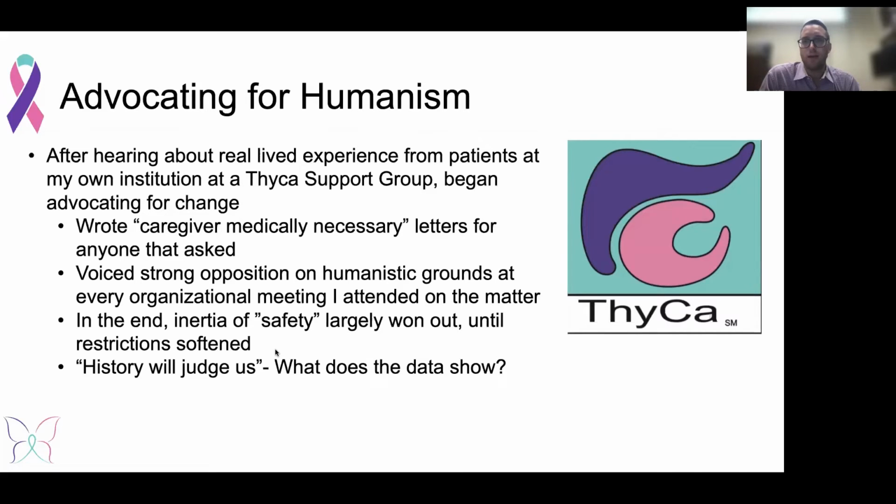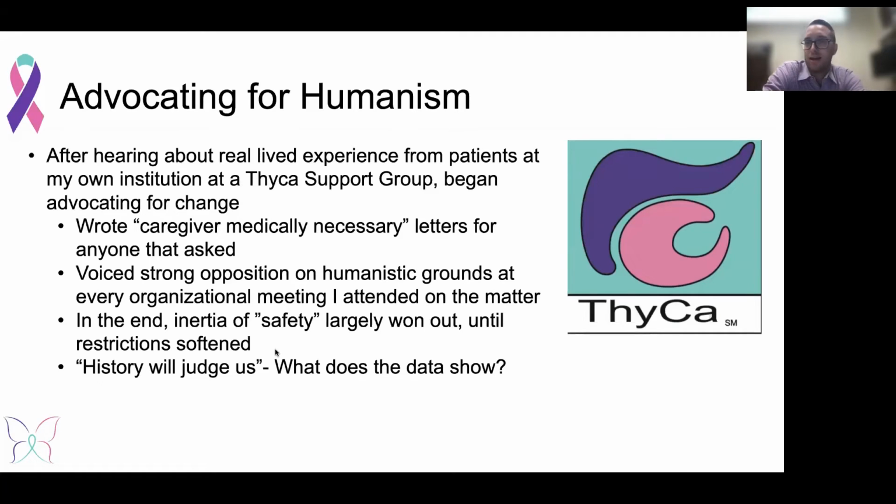Honestly, thyroid cancer patients, we have our struggles and our surgery and RAI and lots of things that are scary. But sometimes we see patients that have gone through long courses of chemotherapy and are significantly more run down than I was when I went through treatment with other cancers here, and they were being denied caregivers and visitors. So again, my disclaimer, strong opinions. I thought that was an unjust policy, so I wrote lots of caregiver medically necessary letters with, shall we say, tenuous justifications.